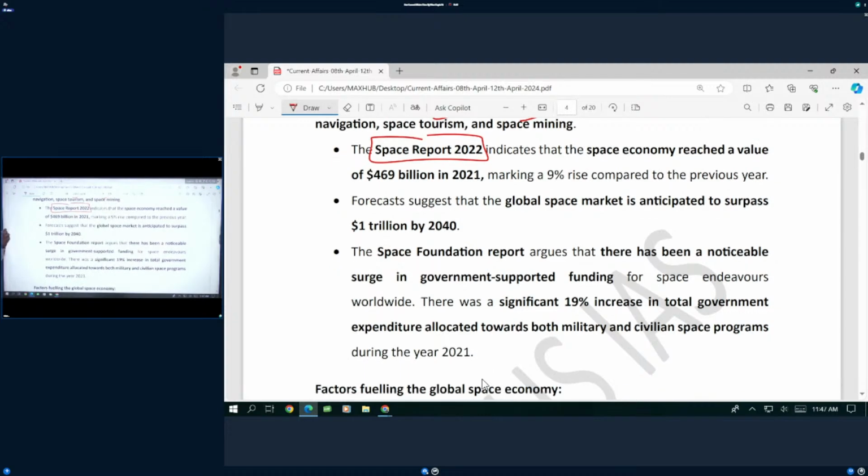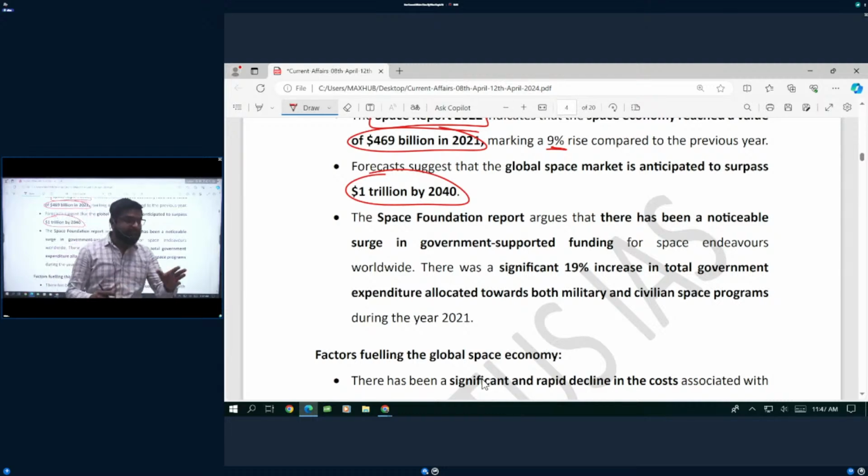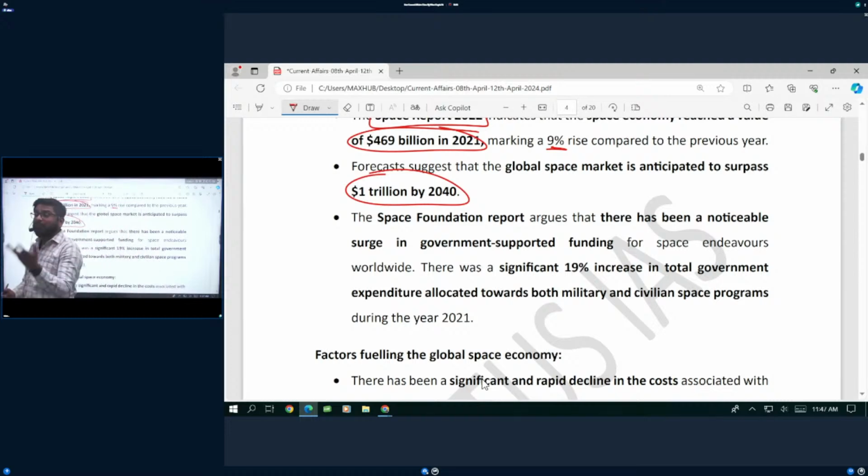Anyway, so space report has argued that space economy is about to reach around इतना, मतलब it has reached. So there is a growth of around 9%, and it is about to reach 1 trillion by 2040. So basically it's a vast economy. It involves everything from tourism to mining. आपको पता ही होगा, nowadays we are selling houses and everything. Land is being sold. Mars पे, चांद पे लोग property खरीद रहे हैं. You know that. So that is all going on.